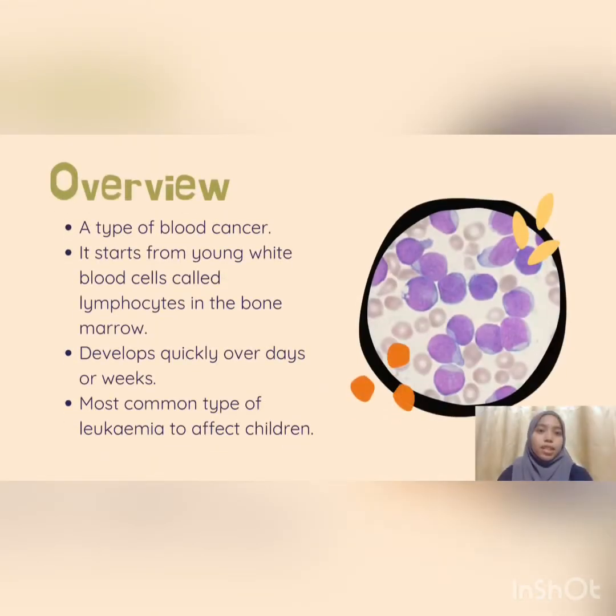Acute lymphocytic leukemia, or the short form ALL, is one type of blood cancer which starts from young white blood cells called lymphocytes in the bone marrow. One of the characteristics is that it develops quickly over days or weeks, which means it takes a shorter time to grow up. And it is one of the most common types of leukemia that affects children.